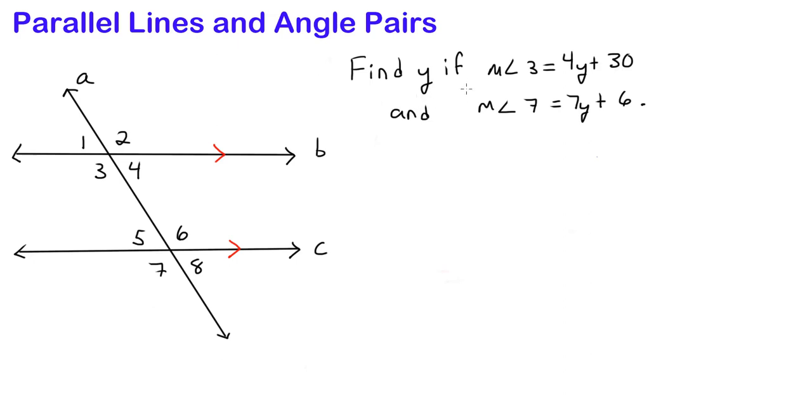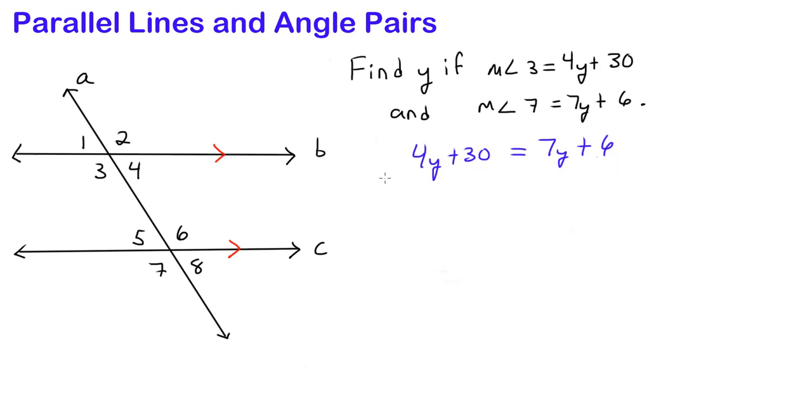Find y if the measure of angle 3 is 4y plus 30 and the measure of angle 7 is 7y plus 6. So if I look at angle 3 and angle 7, I see that they are both corresponding angles. That means they are congruent. So the measure of angle 3 has to be equal to the measure of angle 7. So we end up writing an equation with variables on both sides. So we have 4y plus 30 equals 7y plus 6.